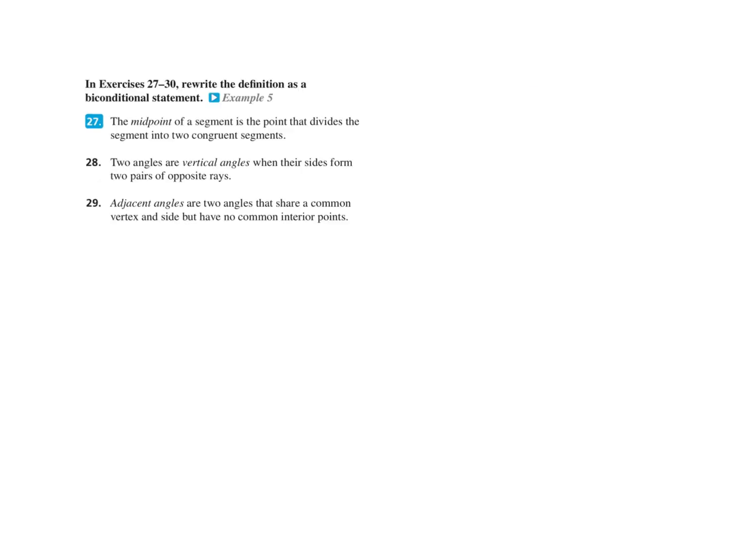So let's go on. All right, so just like we discussed in class for biconditional, this is used on almost every test we've ever given. The midpoint of a segment is the point that divides the segment into two congruent segments. So you would say a point A divides a segment into two congruent segments.